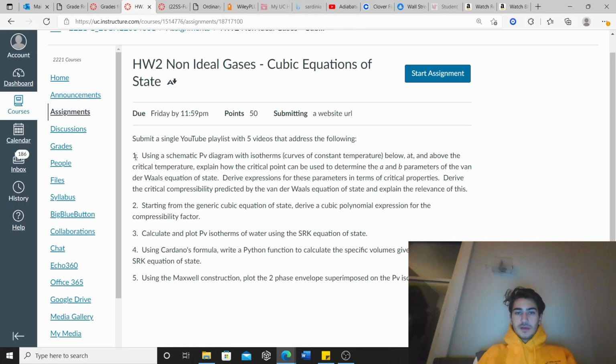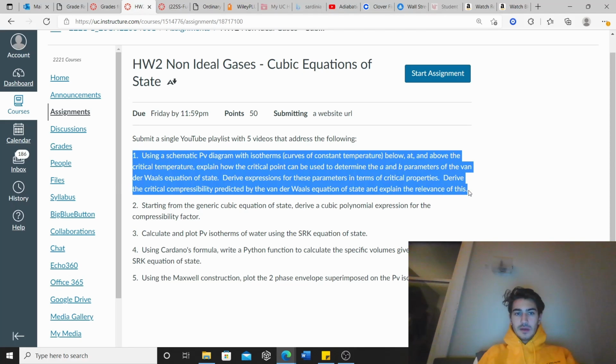More specifically, in this video we will be working with a schematic PV diagram, and we will use this to demonstrate how the critical point is used to determine the A and B parameters in the van der Waals equation of state. We will be deriving these expressions for the parameters and the critical compressibility. Let's get into it.